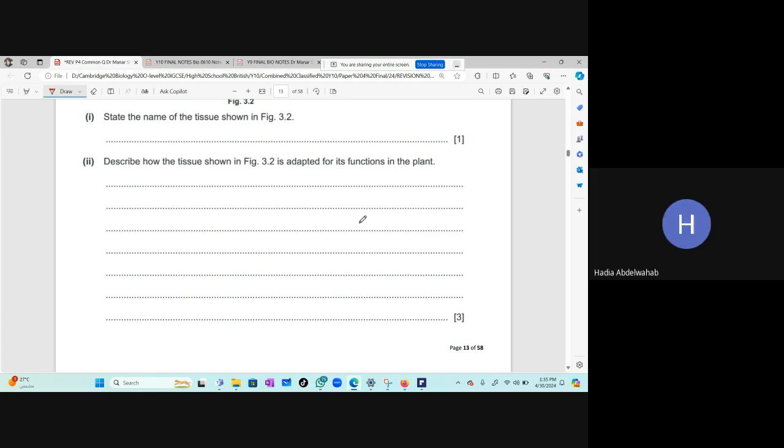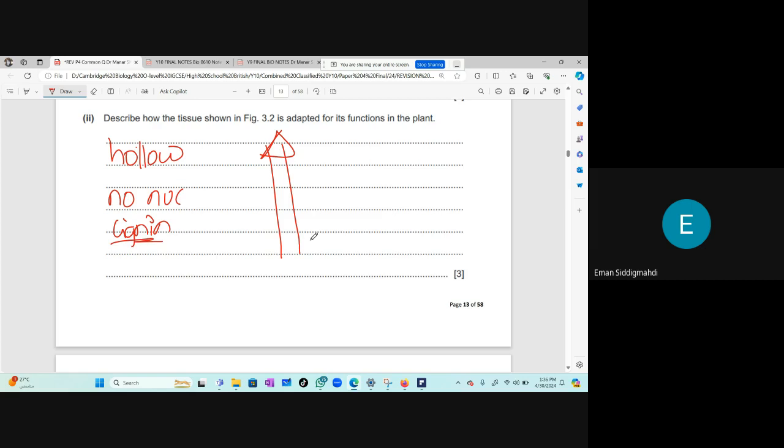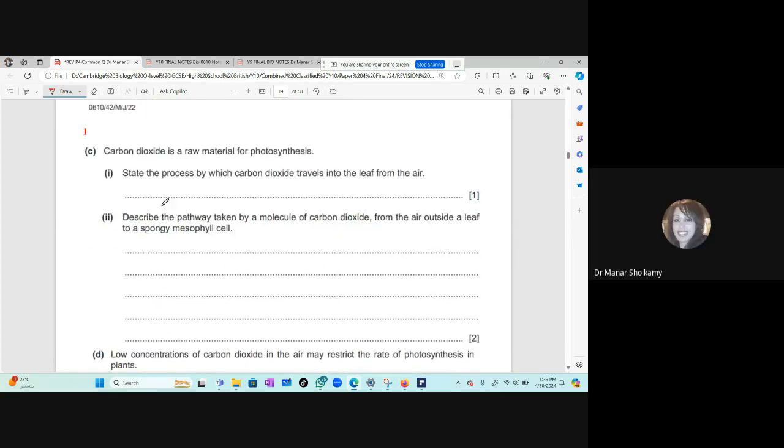It's hollow. What else? I don't like short answers. No organelles, no nucleus. It has lignin in its cell wall. Yes, you're all correct. You're all amazing. And don't forget the degenerated end wall so that water will flow without resistance in one-way direction. Lignin is for support, so that it doesn't collapse. Very good.